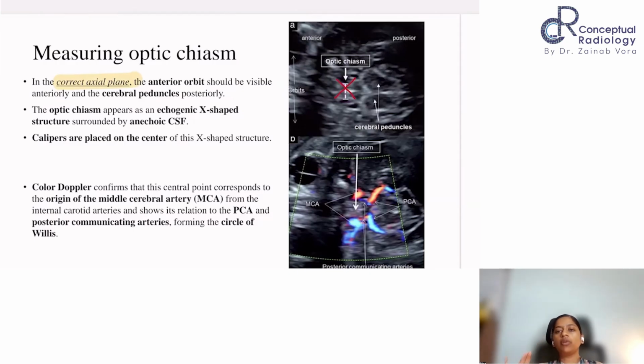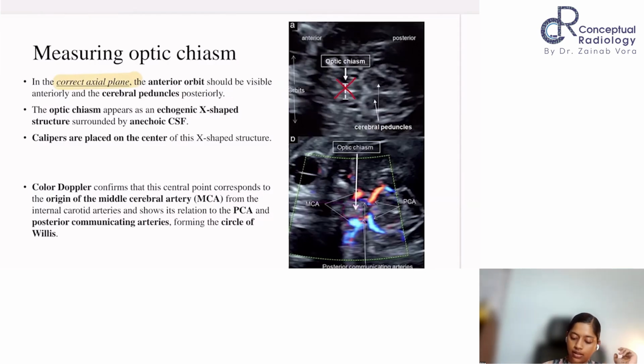That isn't the normal 2D images. What about color? If I'm not very sure of this structure, I'm going to turn on my color. The color will guide me to the center of optic chiasm, which corresponds to the origin of both the MCA from ICA. So the point where MCA is taking origin at that level, and posteriorly it will be flanked by the PCA. So in between these two, you will see optic chiasm. And the vessels which are connecting them, the PCA and MCA, is the posterior communicating artery. So this is the center of optic chiasm.